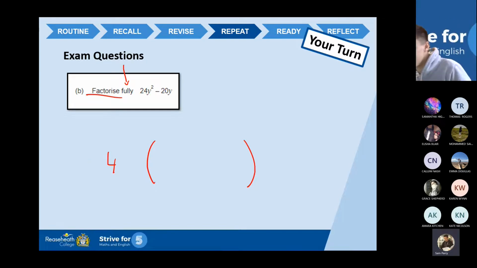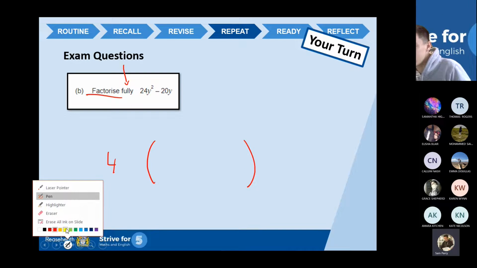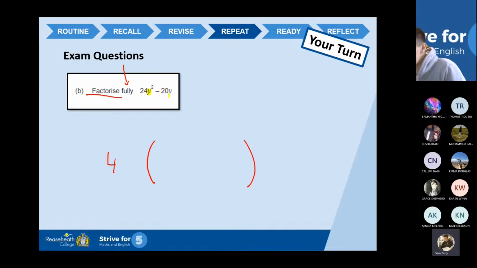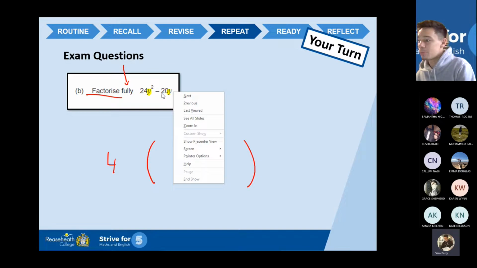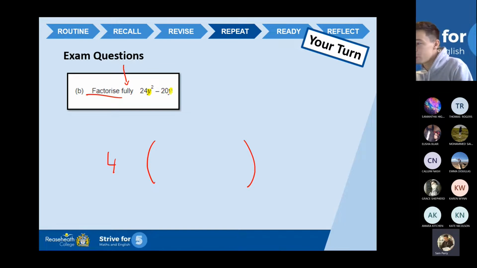Now, what else I noticed that is in both of these terms is the letter y, okay? So essentially, what goes into both of them needs to be on the outside. We know the number 4 goes into both of these terms, but we can also see the letter y goes into both. So I'm going to put the letter y on the outside there. So we've got 4y, because 4y goes into 24y squared, but it also goes into 20y. Okay, that's the outside of the bracket done.